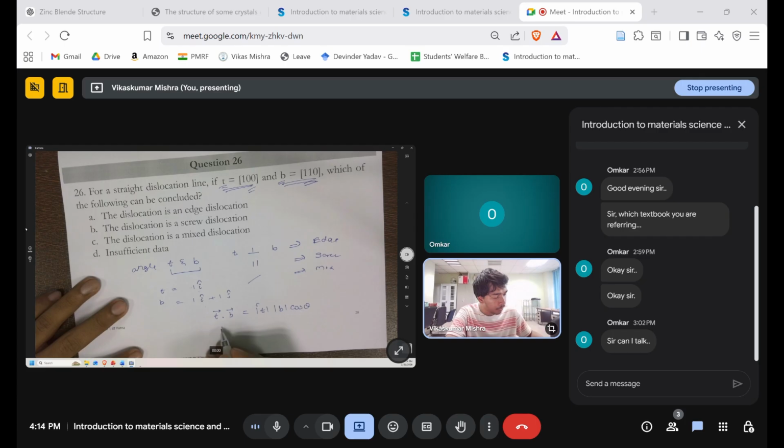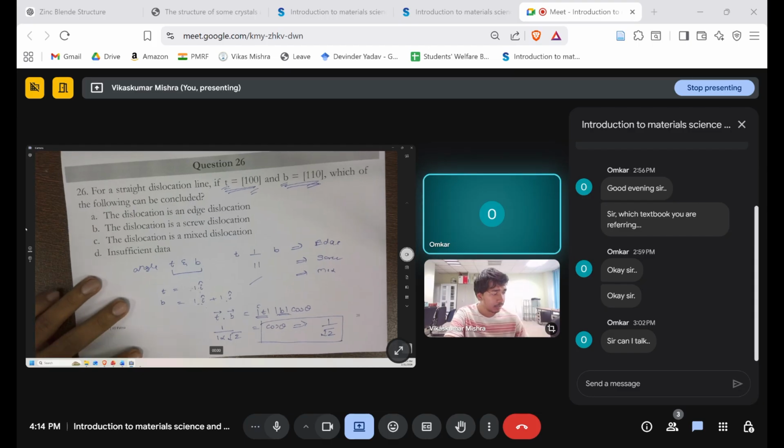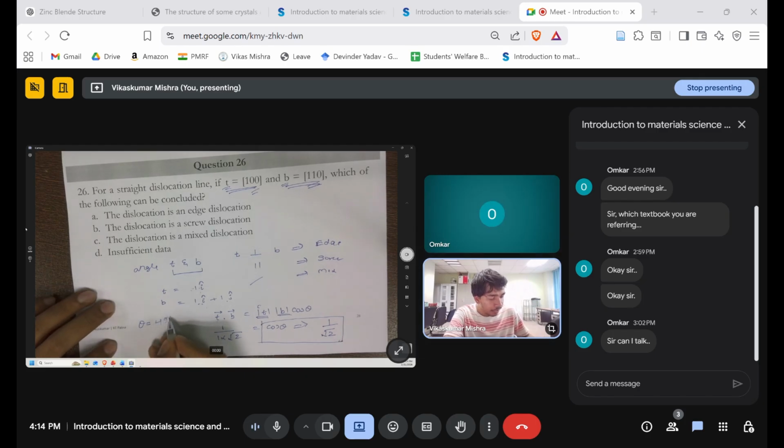What we will get is 1 i; j will cancel out. So their dot product is 1, divided by the magnitude of T, which is 1, multiplied by the magnitude of B. The magnitude of B is nothing but root over 1 square plus 1 square, which is root 2. It is cos theta. So cos theta came to be 1 by root 2. What will be the angle? Cos theta is 1 by root 2, so what is theta? Theta will be equal to 45 degrees.